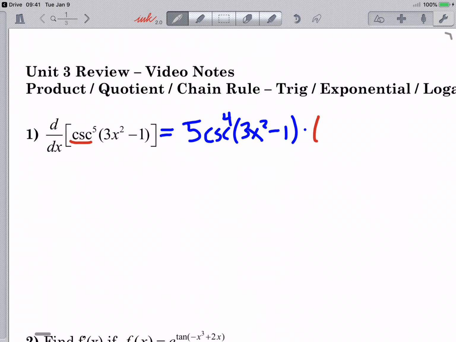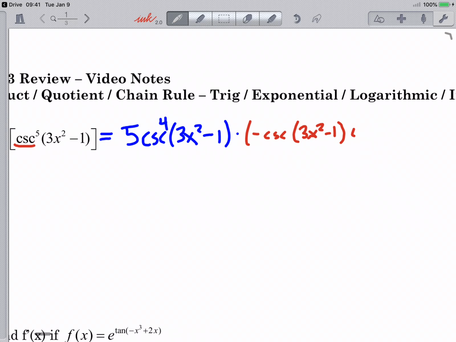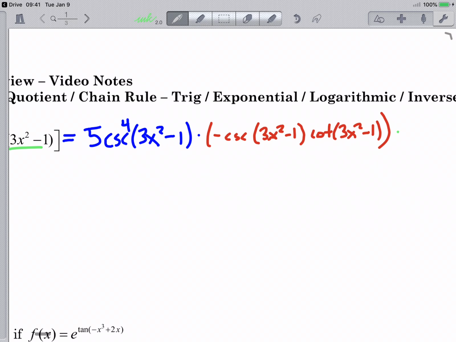So I've got times negative cosecant of the 3x squared minus 1 cotangent of 3x squared minus 1. And then I go further in. The derivative of the innermost part is just 6x.